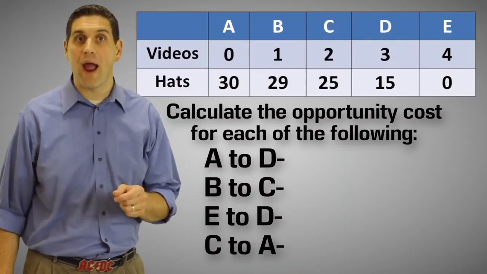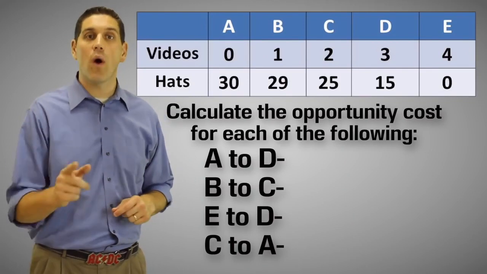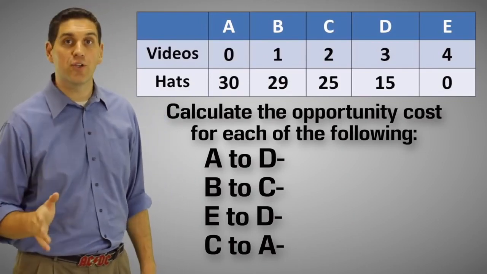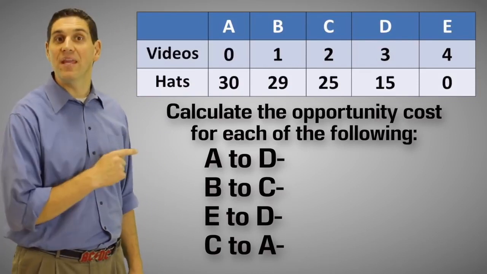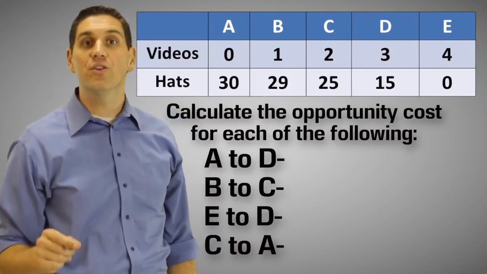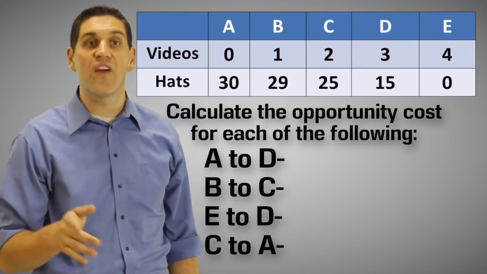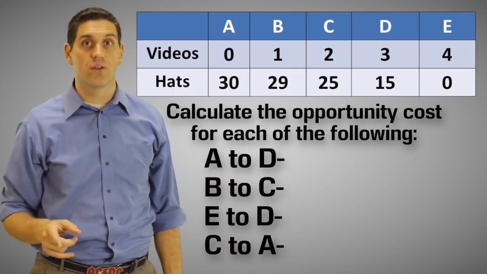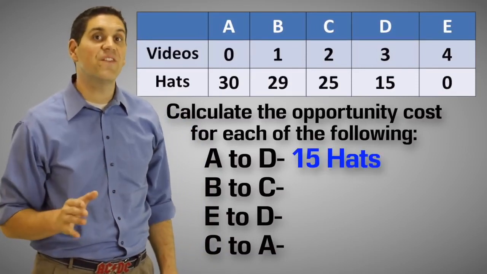Right now it's time for you to practice calculating opportunity cost. So I want you to use the table and figure out the opportunity cost from each one of these. So calculate the opportunity cost from A to D, from B to C, from E to D, and from C to A. Remember, opportunity cost is what we're giving up, and so look for the thing that we're losing. Don't forget to clarify if I'm giving up hats or if I'm giving up videos. The opportunity cost from A to D is 15 hats.